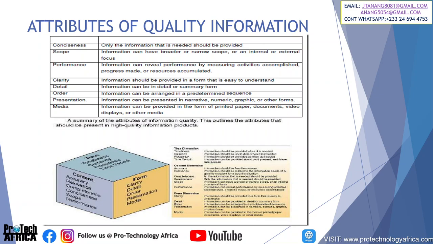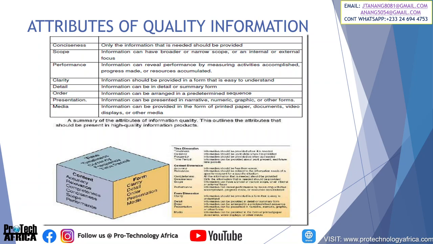And then presentation, the way the data is presented is also of great importance. And then we also have media. Information can be provided in the form of printed paper, documents, video display, or other medium. So, a summary of the attributes of information quality. It says that this outlines the attributes that should be present in a high quality information product.